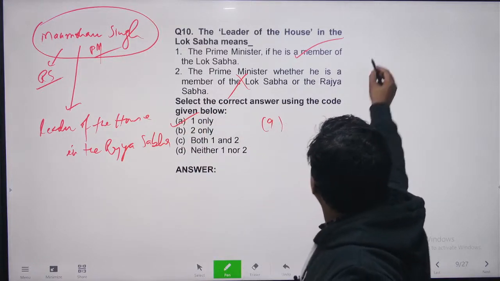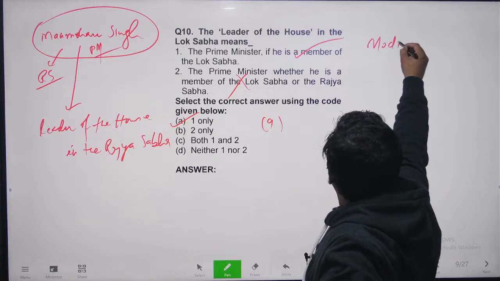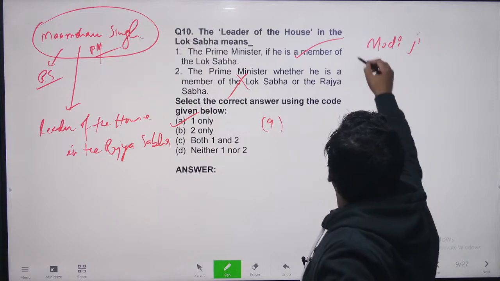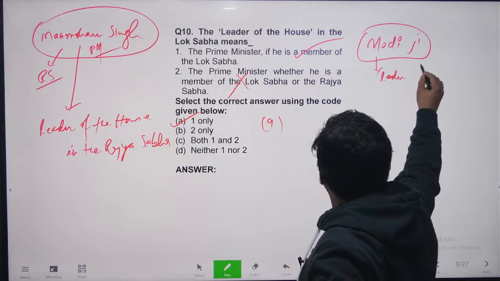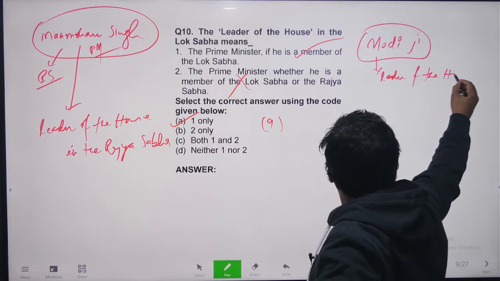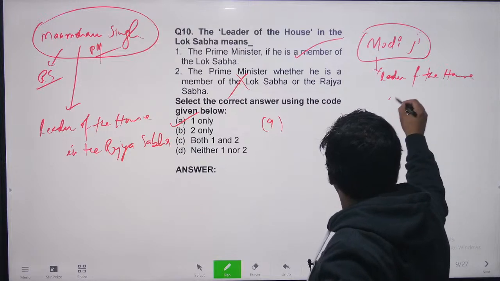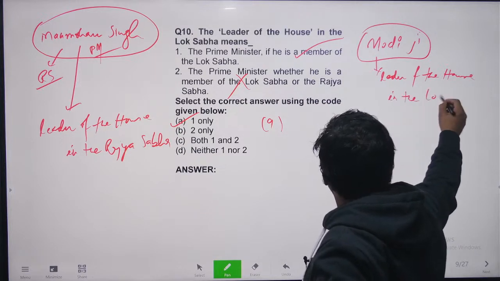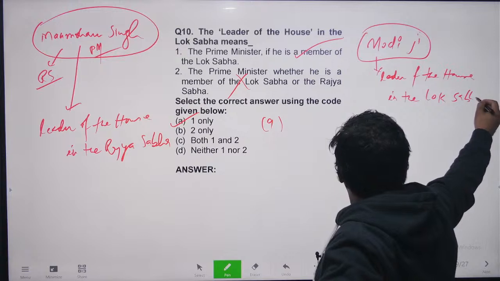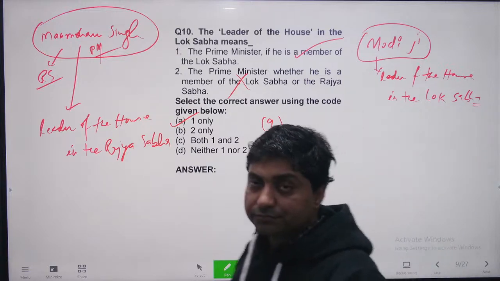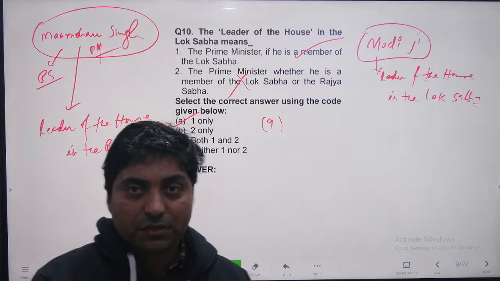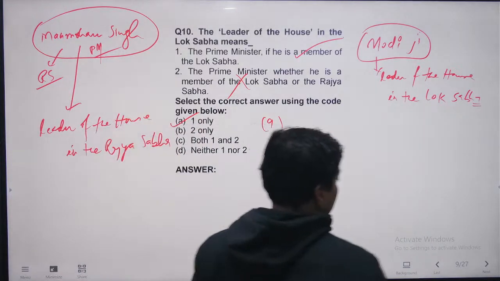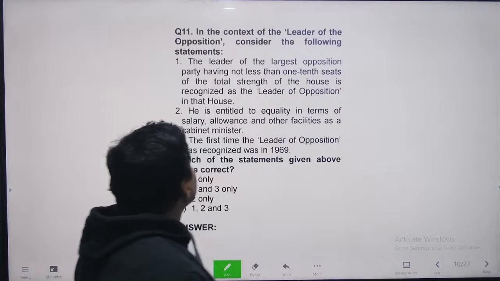Right? Look at Modi. Modi ji is a leader of the house in the Lok Sabha. Why is it so? Because he is a member of the Lok Sabha. He is a Prime Minister. So he is a leader of the house. Right? Let's see. 11th question.